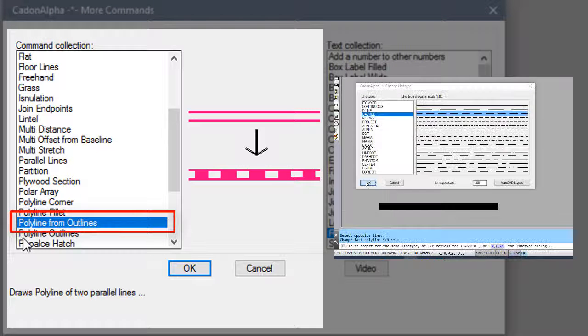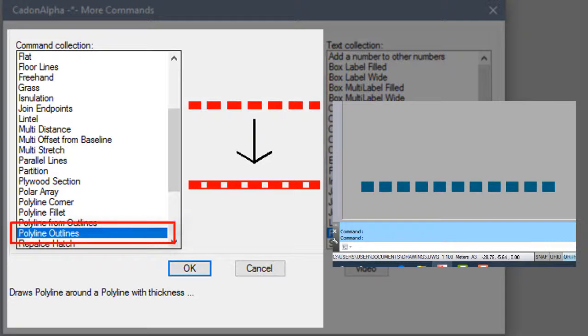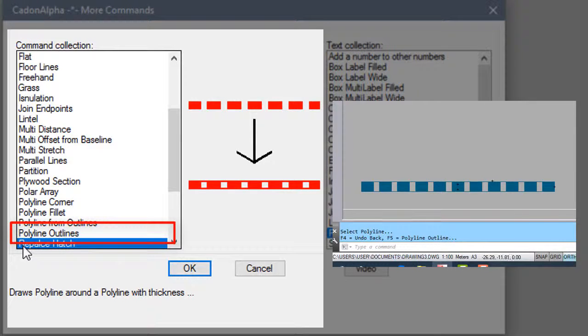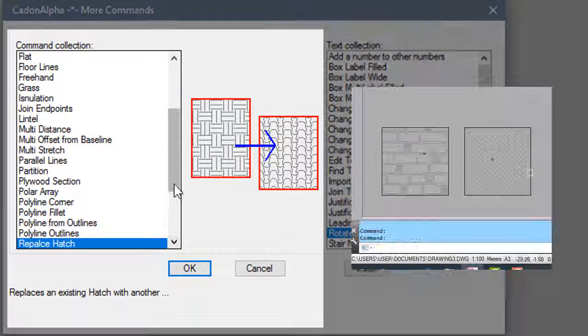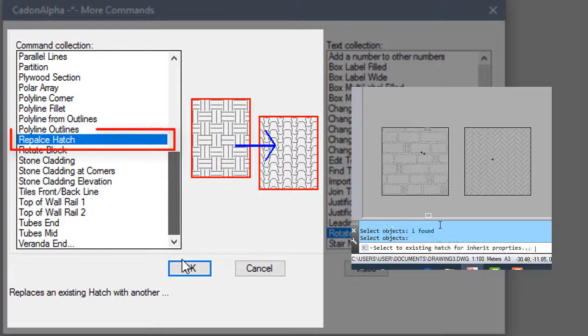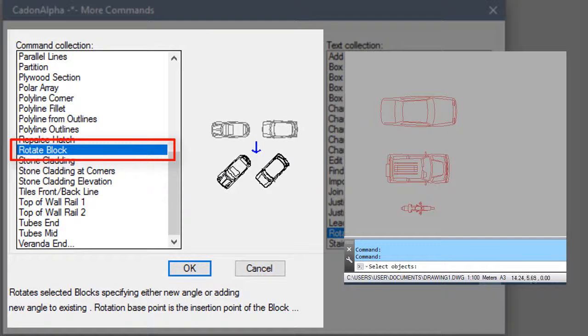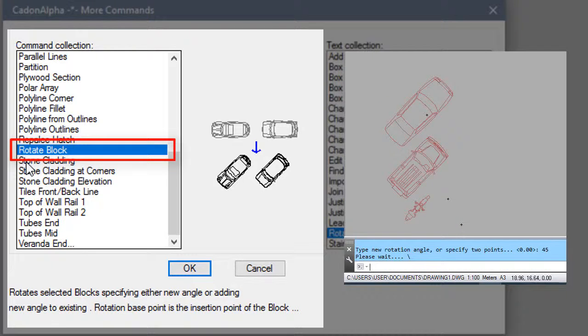Draws polyline of two parallel lines. Draws polyline around a polyline with thickness. Replaces an existing hatch with another. Rotates selected blocks, specifying either a new angle or adding a new angle to the existing one. Rotation base point is the insertion point of the block.